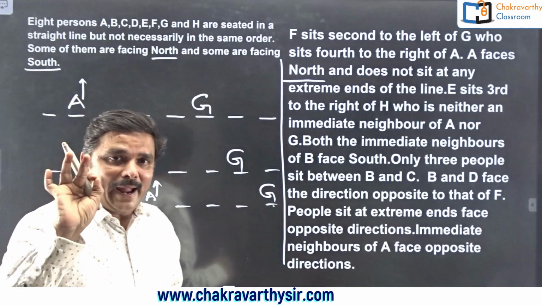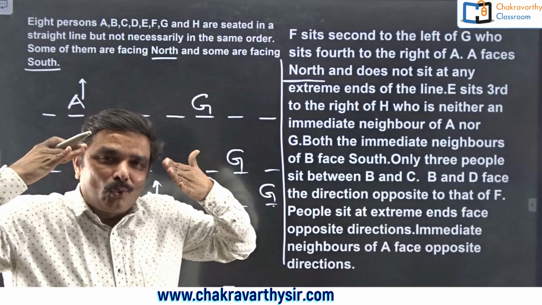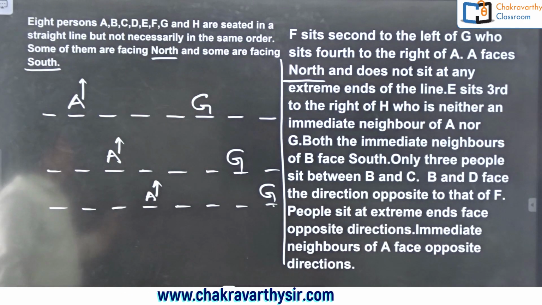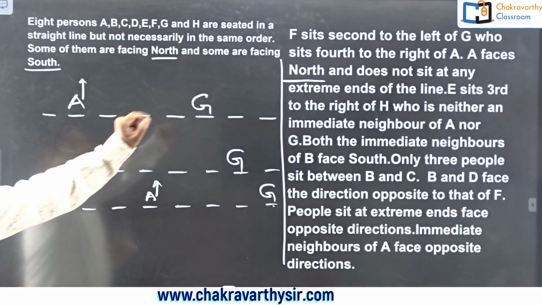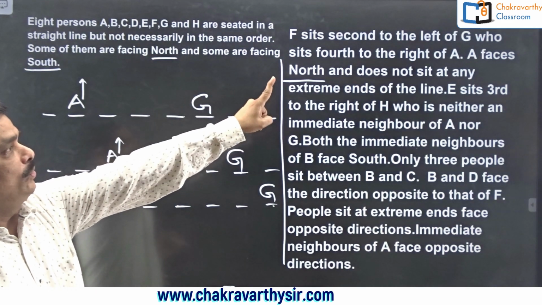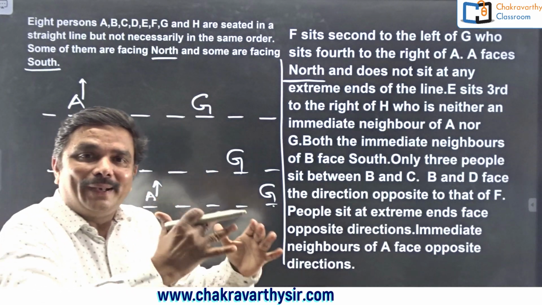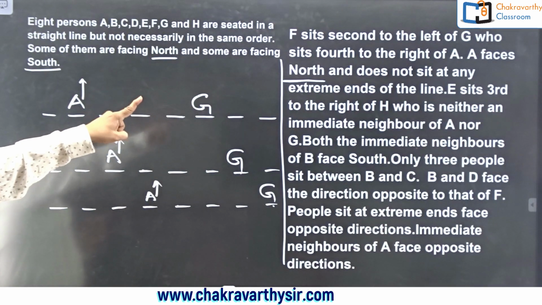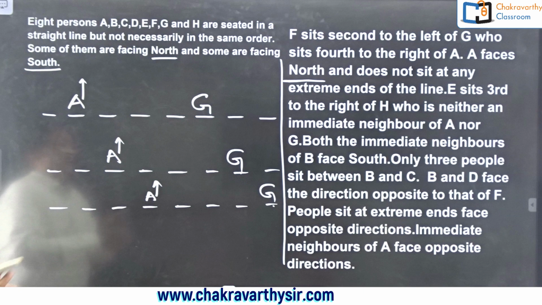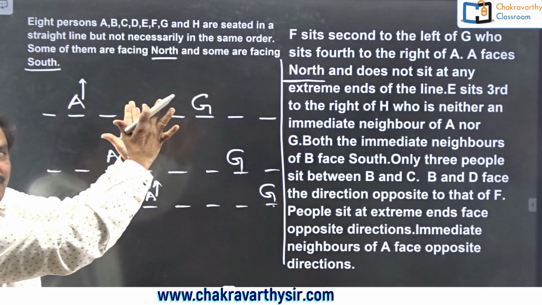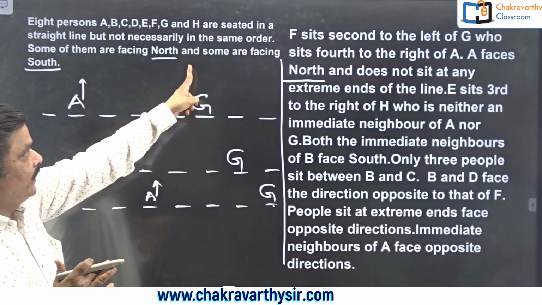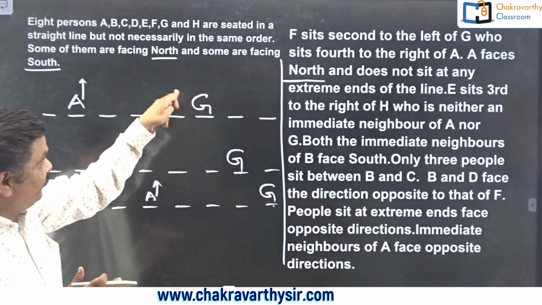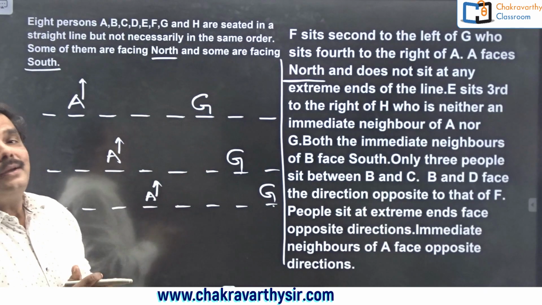But you should not act as a normal student. We have to go in depth. What is the relationship between F and G? Don't forget that one. How they are given. F sits second to the left of G. Explore it. Suppose G is here. F sits second to the left of G means, just think it over students. If G is facing north, first, second, F can be here. Or if G is facing south, F can be here.